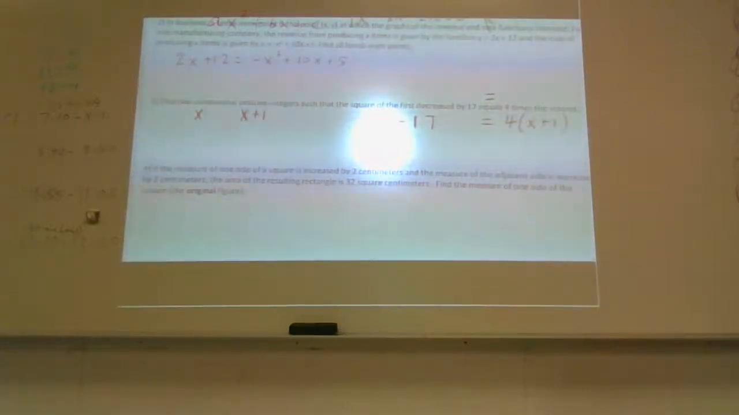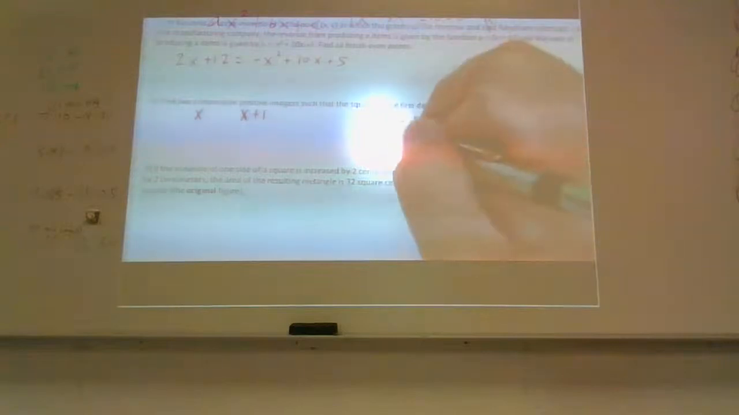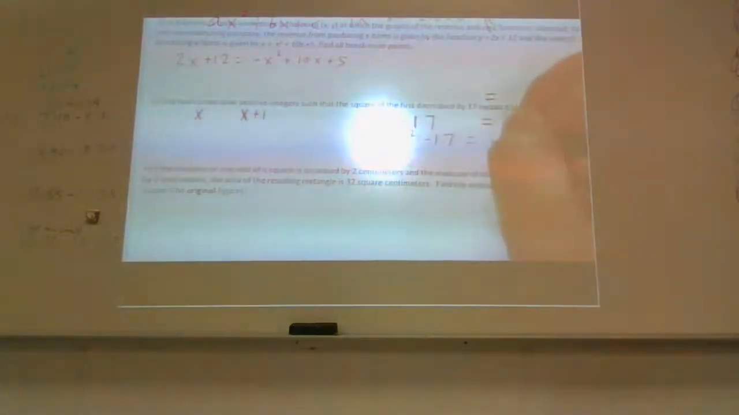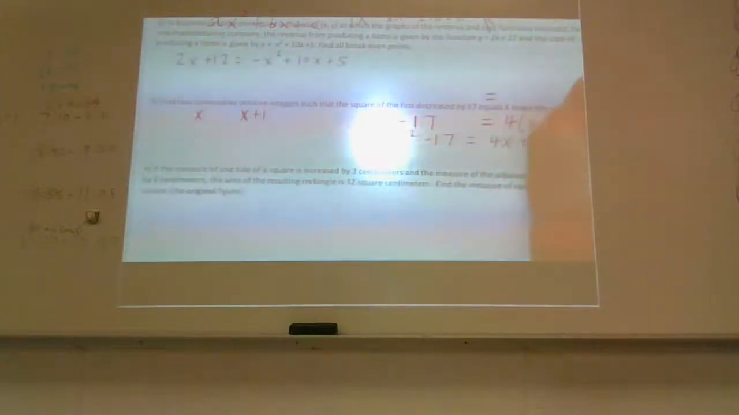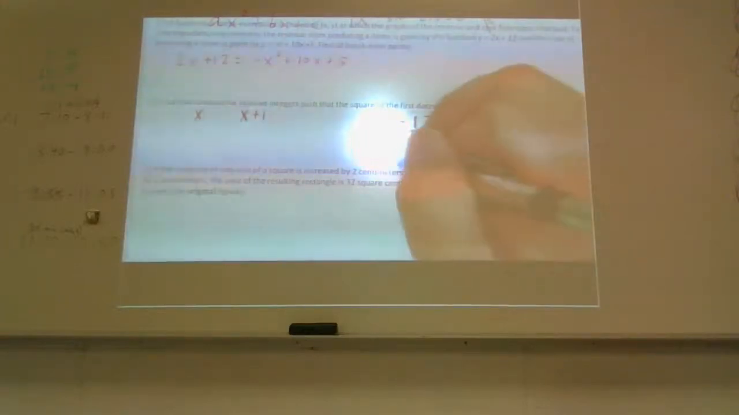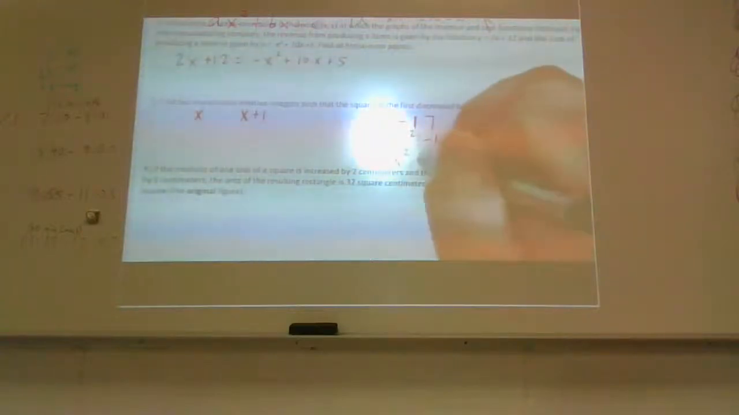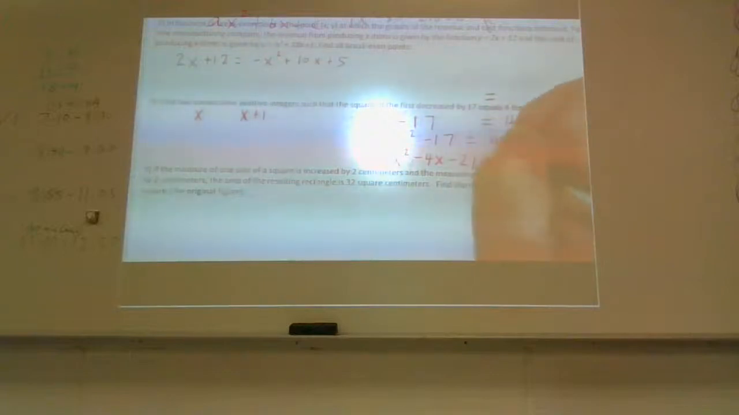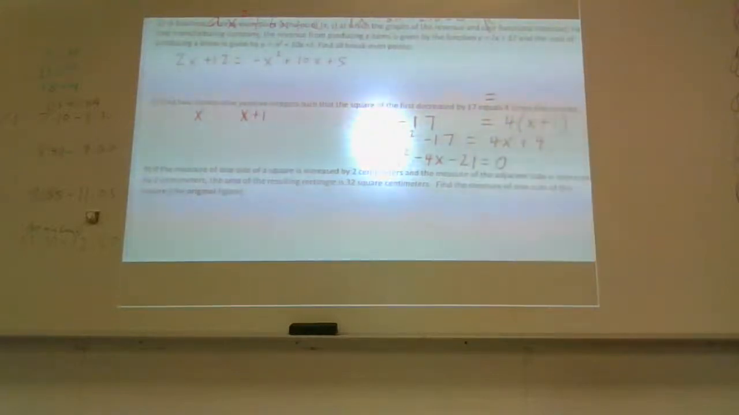I got to do a little cleanup here. X squared minus 17 equals 4x plus 4. I had to distribute that other 4, the outside 4. As always, I got to get one side equal to 0. So I am going to subtract the 4x, and I am going to have to subtract the positive 4.